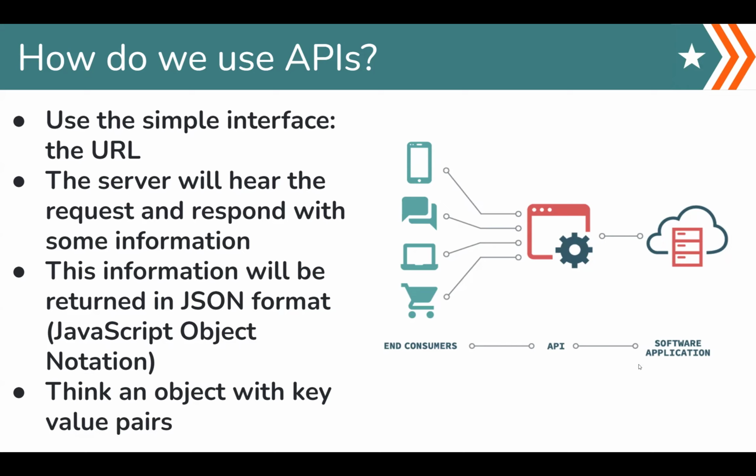Do I have any questions so far? Here we see an object with key and value pairs. So that's essentially what JSON really is. It's an object that holds key value pairs. And I'm going to show you an example in a little bit.